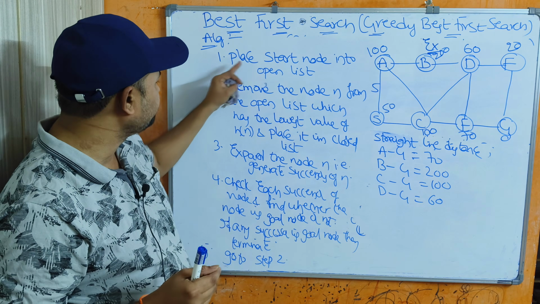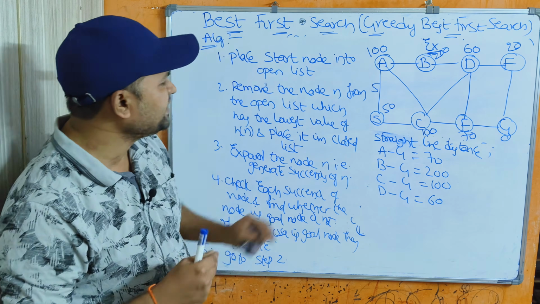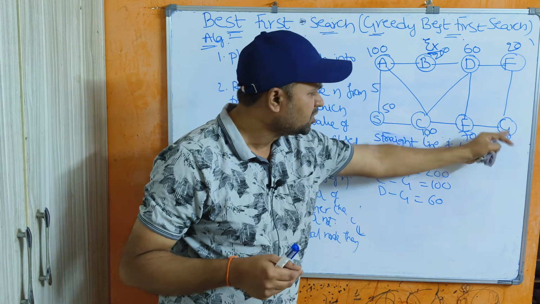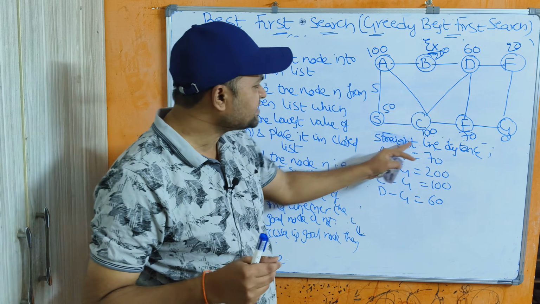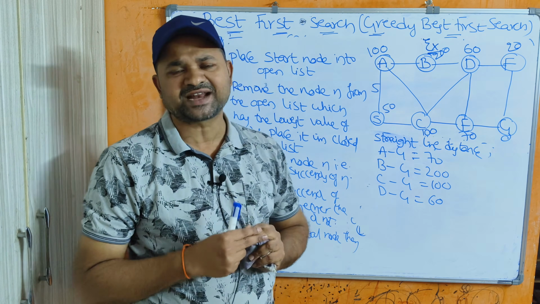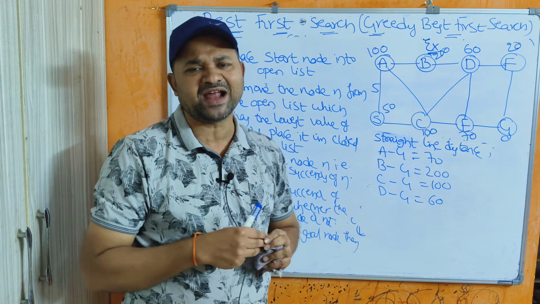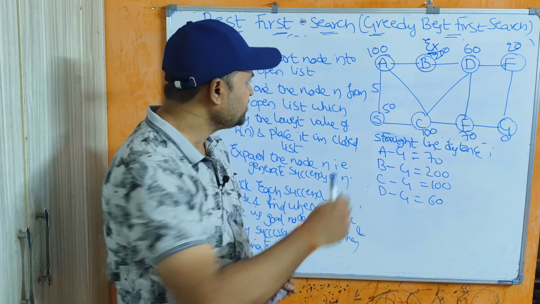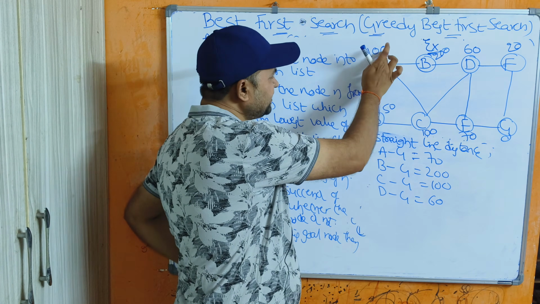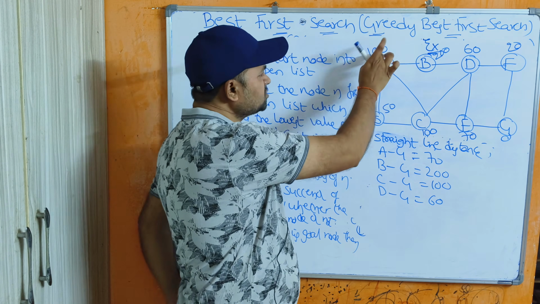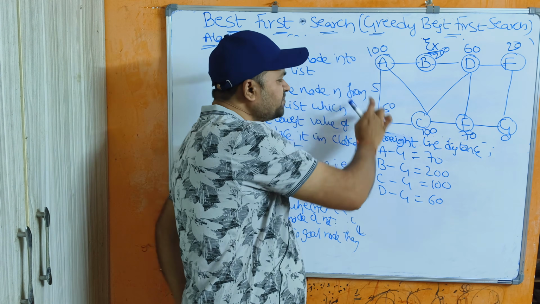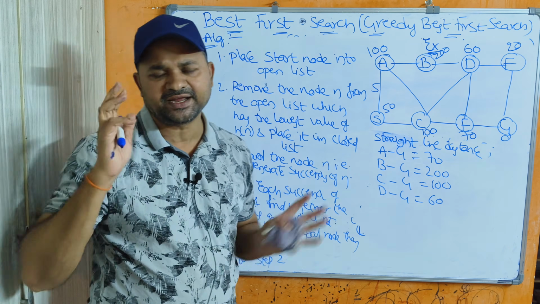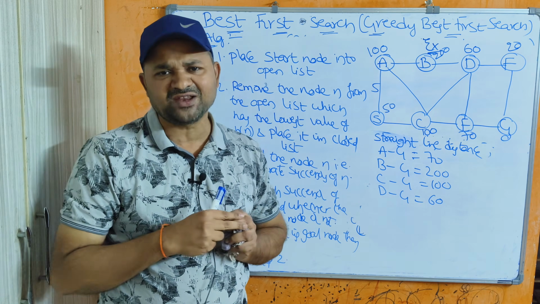So let us see the first step. Place the starting node in the open list. Here we have a graph. The starting node is A, the goal node is G. Here the straight line distance is given. Straight line distance or heuristic value means the distance from that node to the goal node. Here the cost is not given. The heuristic value of A is 100. This 100 is not the cost from A to S. This cost is not needed here. In best first search only heuristic values are needed.